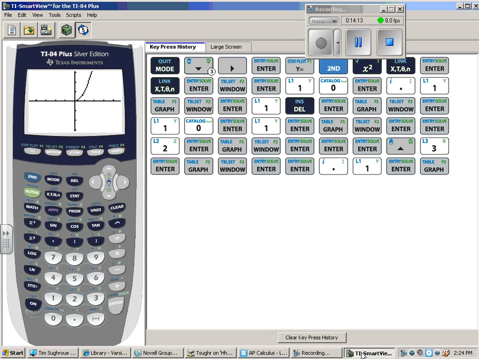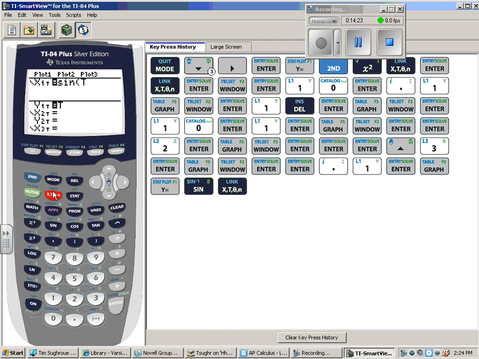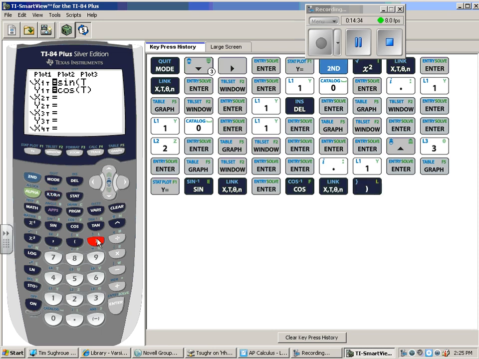So again, once we get into x equals, the coefficient's 1, so that's fine. We're going to go sine of t, close that, and then we're going to go cosine of t, close that. Okay. There are our curves.